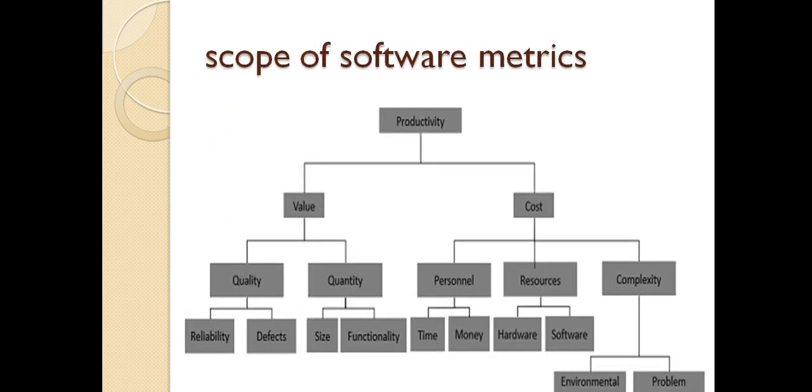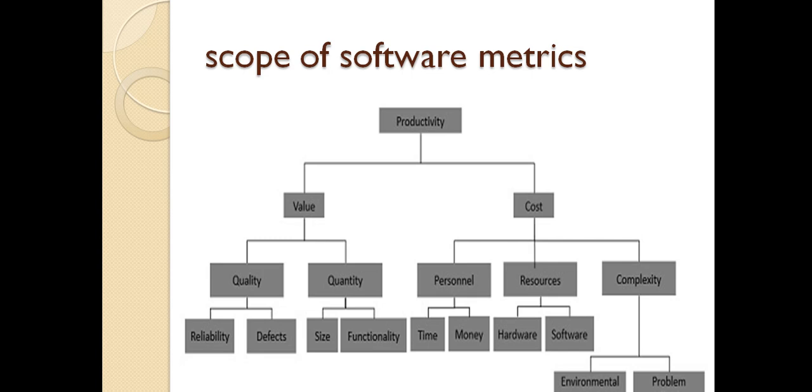So, scope of software metrics. The software metrics scope is based on two parts: value and cost. Every product must be valuable. The value is measured in the form of quality, and cost means the budget. The budget is based on the schedule, and according to the schedule it will be increased or decreased, mostly decreased.